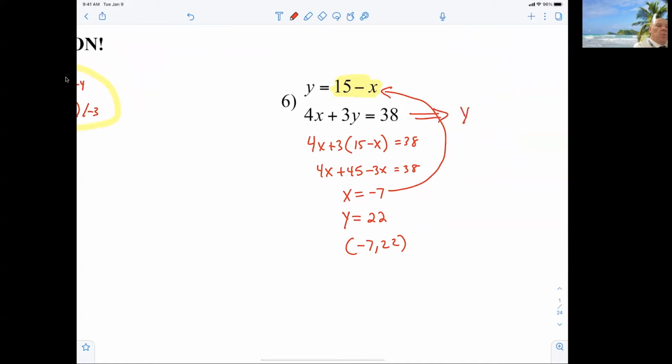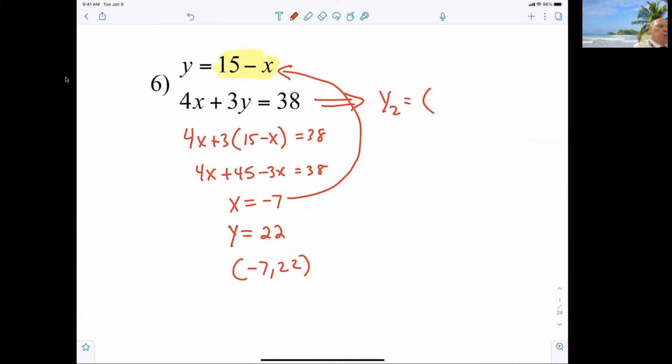I'd like everybody to put y2 equals parentheses. Go ahead, someone tell me. 38 minus 4x divided by 3. Beautiful, that's it. That's under y2, this is under y1. Please practice using your calculator. If you're having troubles, let me know. So I put it in 4x minus 38 divided by -3. That's the right answer. Of course, it's the same equation.